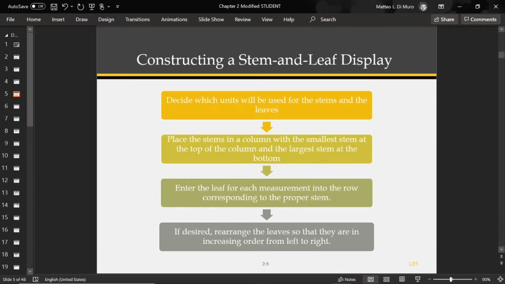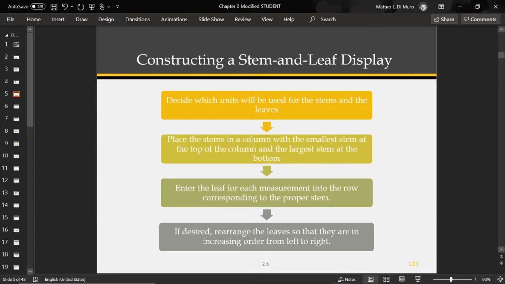This is an important slide. You're going to want to mark this one, put a star on it, put a sticky note on it. When you're making a stem and leaf display, you might also want to pause the video here and just read through this on your own, but there's basically 4 steps that we're going to do, and I'm just going to quickly summarize them.